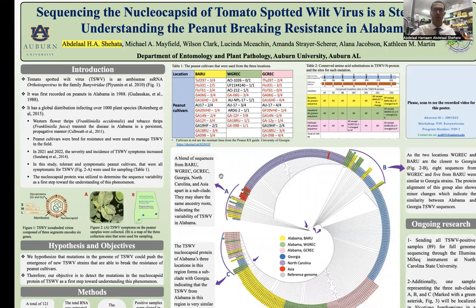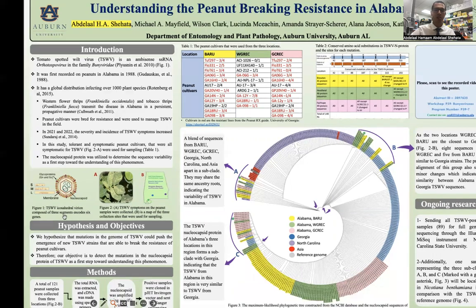The genome organization of this virus, as we can see here in figure 1, is composed of 3 segments. That's why its genome is tripartite. The first one is the S segment, which stands for small, then the second one is the M segment, which stands for medium, and then the third one is the L, which stands for large. The 3 segments encode 6 different proteins for the virus.